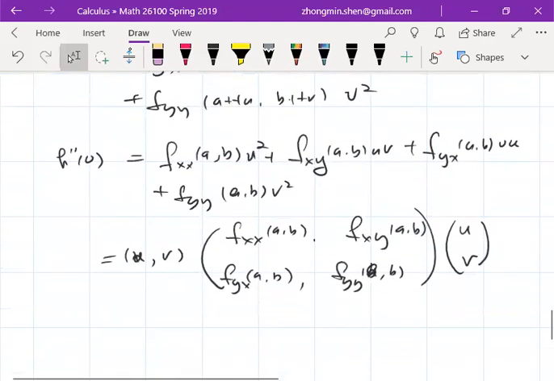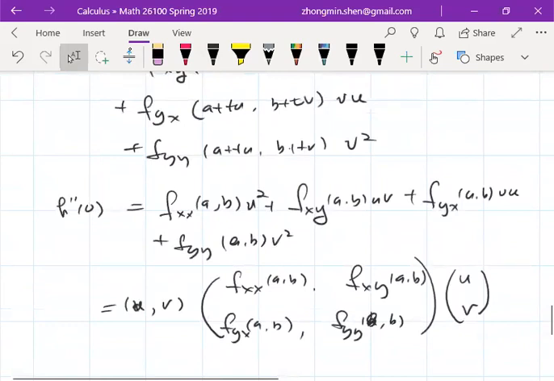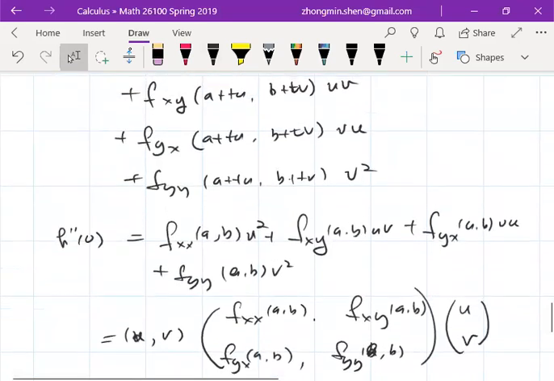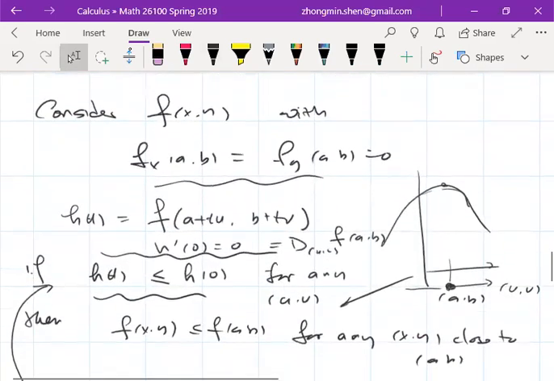So we want to make sure this is a what? This is negative, right? Remember, if this is negative, it means the h of t has a local maximum value. Let's go back to this problem. I'm given this function. I already have a candidate critical point, so the partial derivatives are 0. Then I restrict the function to one line passing through that point. So I get h of t.